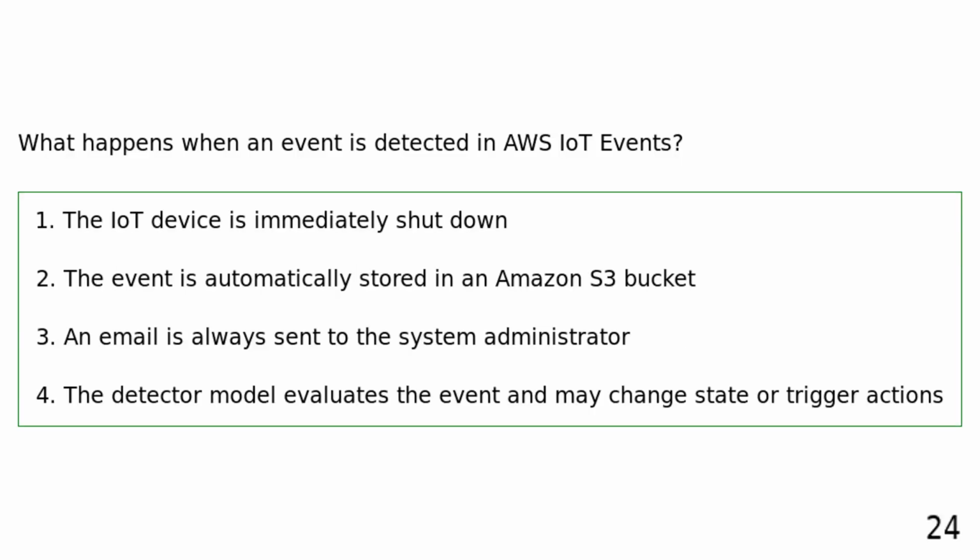What happens when an event is detected in AWS IoT Events? The IoT device is immediately shut down. The event is automatically stored in an Amazon S3 bucket. An email is always sent to the system administrator. The detector model evaluates the event and may change state or trigger actions.